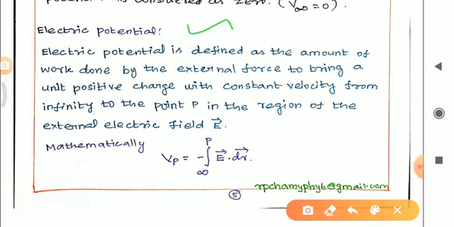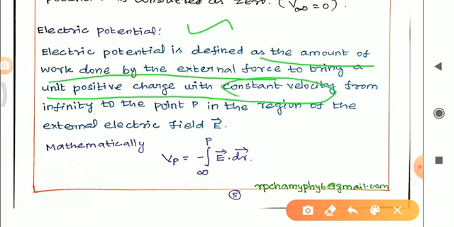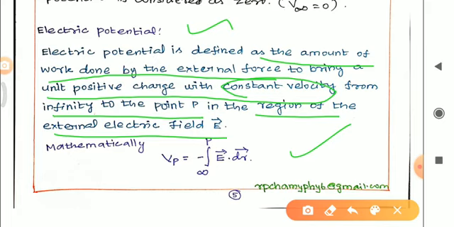What is meant by electric potential? It is the amount of work done by the external force to bring the unit positive charge with a constant velocity from infinity to that point in the region of an external electric field. Mathematically it is given by Vp, or directly we can write V, which is also correct. V is equal to minus integral infinity to P of E vector dot dr vector. Are you clear?